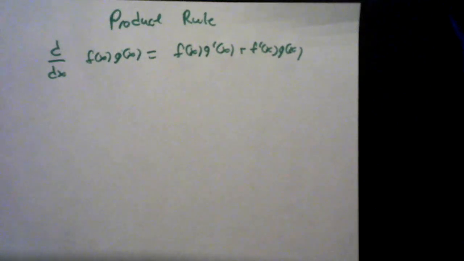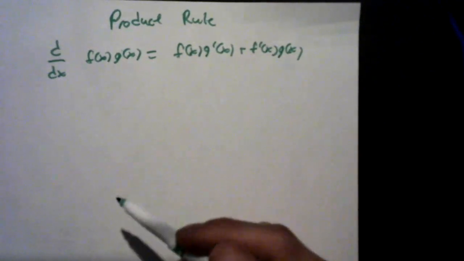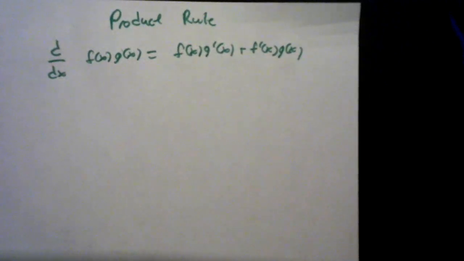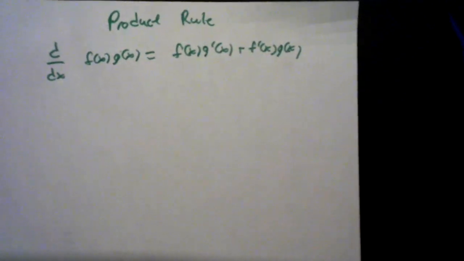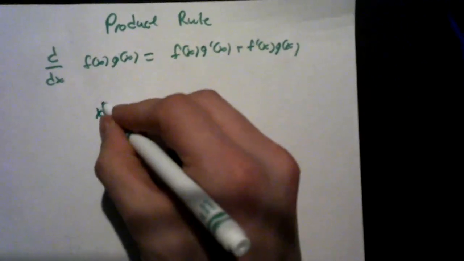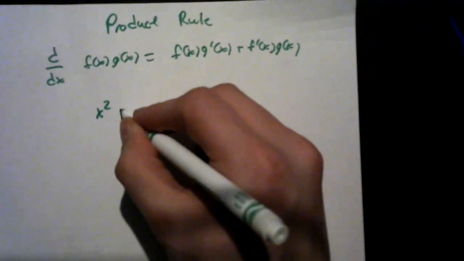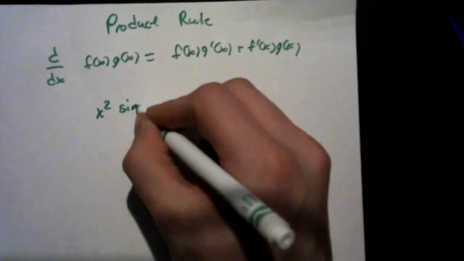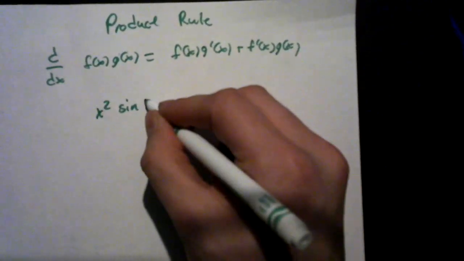Welcome to today's video. Today we'll be talking about how to do the product rule and to do the derivative of two functions that are multiplied together. So for example, we'll have the function x squared times sine of x.